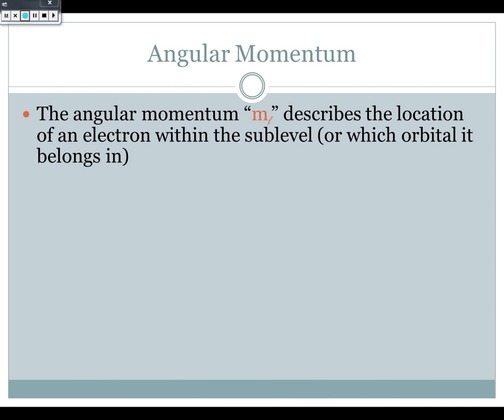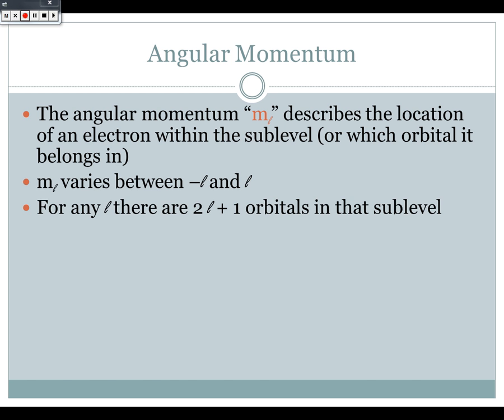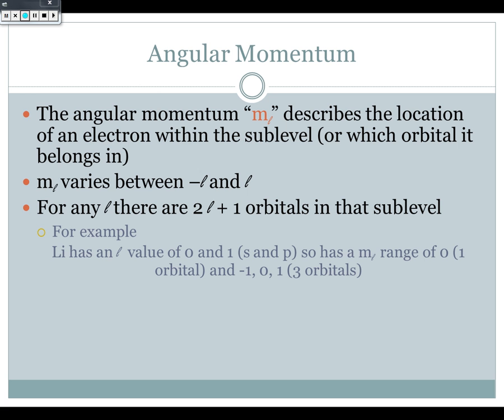So let's talk about angular momentum, or m sub L, which describes the location of an electron within the sublevel, or which orbital it belongs in. It varies between negative L and L. And for any L, there are 2L plus 1 orbitals in that sublevel. So what does that mean? For example, Li has L values of 0 and 1, S and P. So m sub L has a range of 0 for the 0, because there is no negative 0 to 0, so it's just 0, which is 1 orbital. Or in the p orbital, which has L equals 1, it has 2L plus 1, which is 3 orbitals, or negative 1, 0, and 1, which is 3 orbitals.